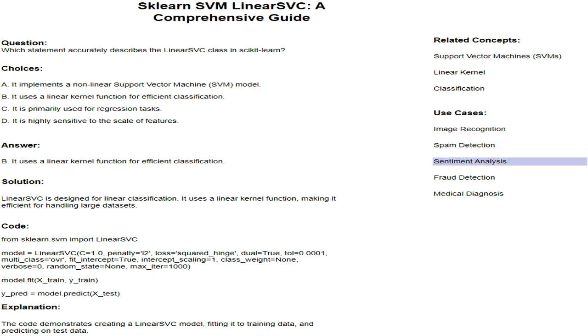Sentiment analysis. LinearSVC can analyze text to determine the sentiment (positive, negative, neutral) expressed in a given piece of text. This can be useful for understanding customer feedback or social media opinions. Fraud detection. LinearSVC can help detect fraudulent transactions by analyzing financial data and identifying unusual patterns that might indicate fraudulent behavior.